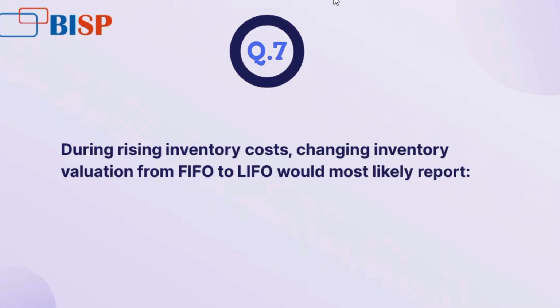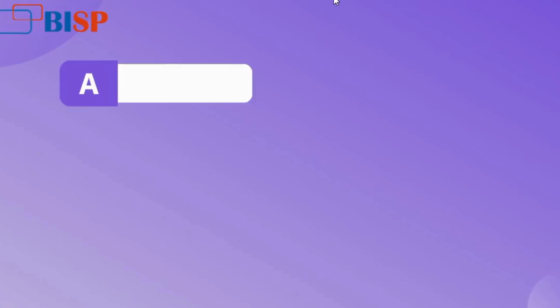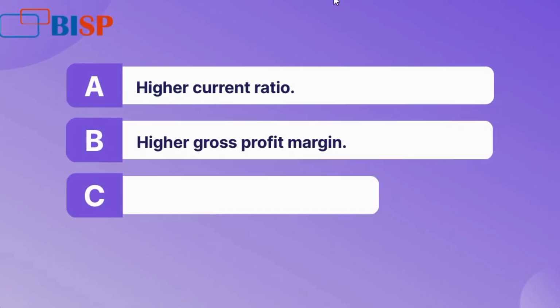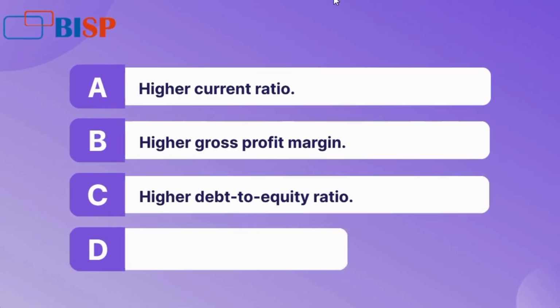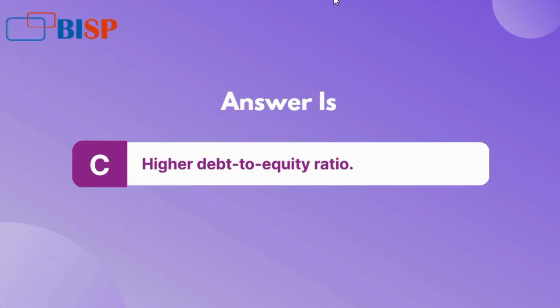During rising inventory costs, changing inventory valuation from FIFO to LIFO would most likely report A. Higher current ratio. B. Higher gross profit margin. C. Higher debt-to-equity ratio. D. Not applicable. Answer is C. Higher debt-to-equity ratio.